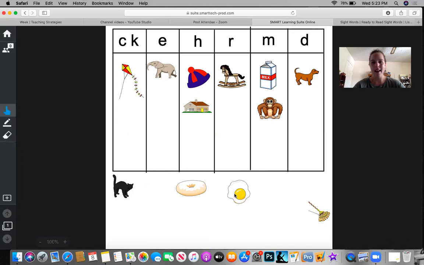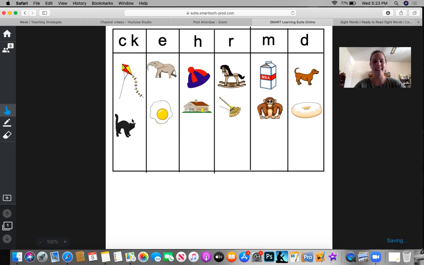All right, this is an egg. What is this? Can you tell what that is? Donut. D, donut. This is called a rake. Rake begins with what sound? R, rake. And last but not least, cat. There, you got it.